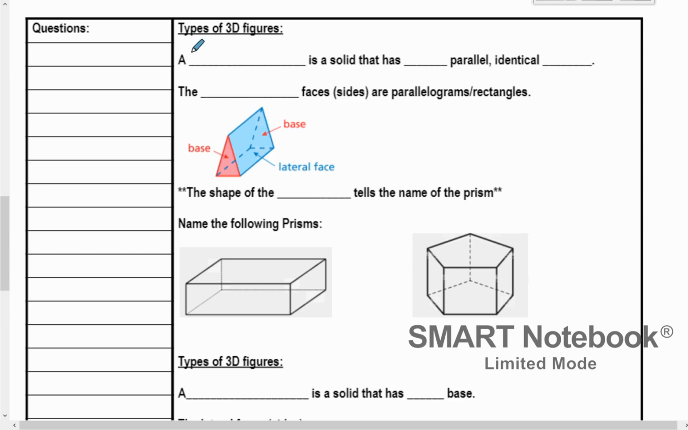Okay, so a prism is a solid that has 2 parallel identical bases. The lateral faces, which are the sides, so look at this blue, that's what they're talking about, lateral faces, are parallelograms, but most likely they're going to end up being rectangles. Okay, because rectangles are parallelograms.